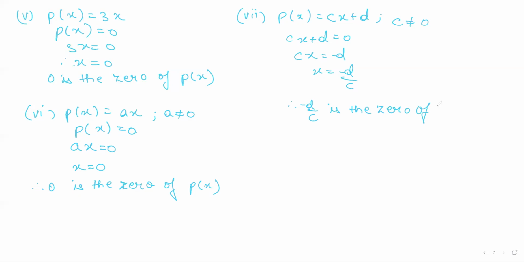of P of x. You can substitute whatever answer you've got again into P of x and verify whether you're getting a numerical 0 or not. This concludes this exercise. Thank you.